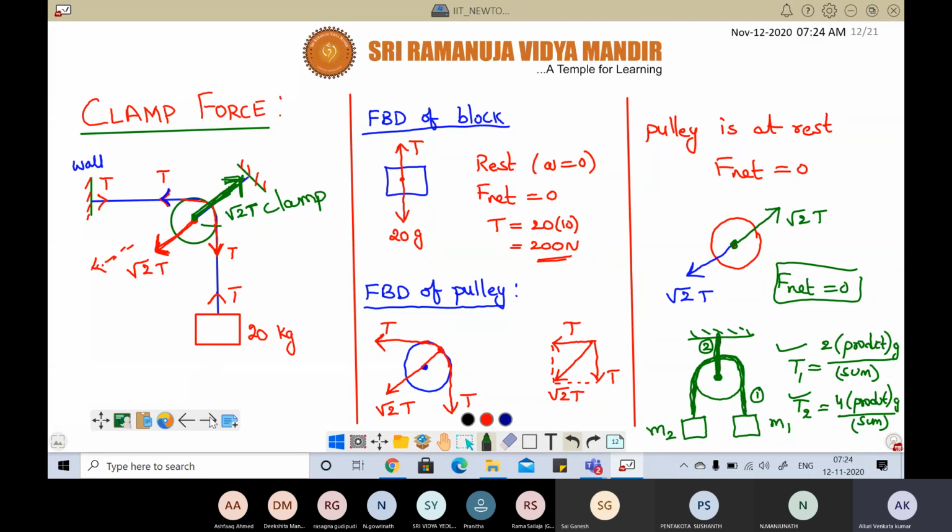Okay. The next part is called internal forces and external forces.